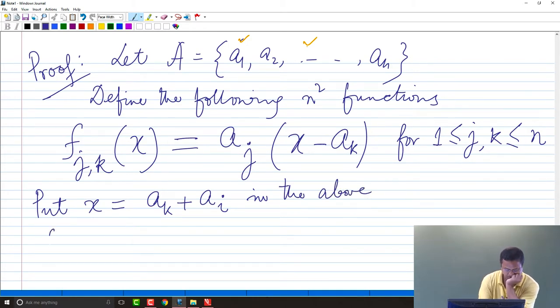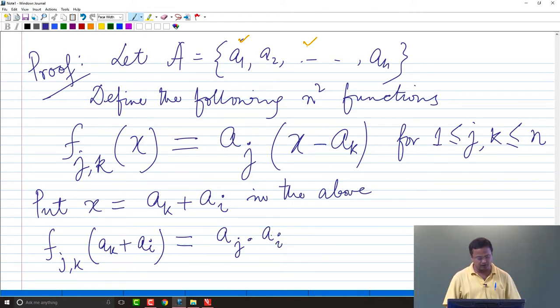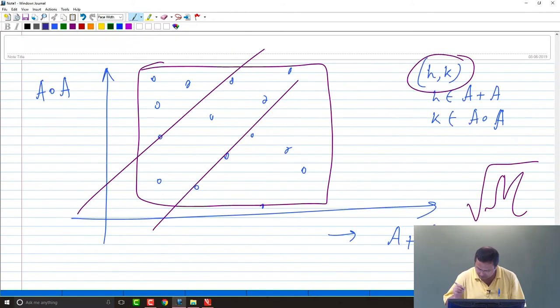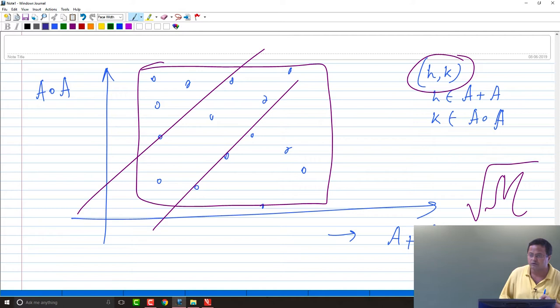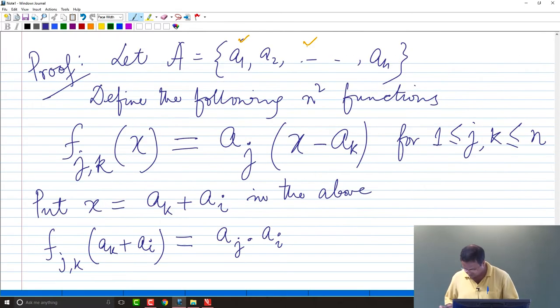What do you get? Good. Right? So this function takes you from a plus a to e dot a. Okay. So I sum this in a lemma.